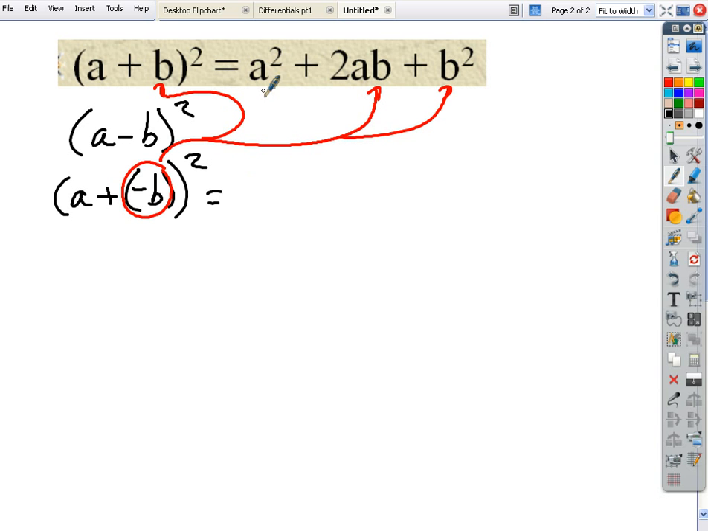Well, this term stays the same. What about this one? 2 times a times negative b. What is that? Negative 2ab. Right? What about this one? Negative b quantity squared. What's negative 3 squared? Positive 9. What's negative b quantity squared? B squared. Yeah, it's positive b squared, isn't it?